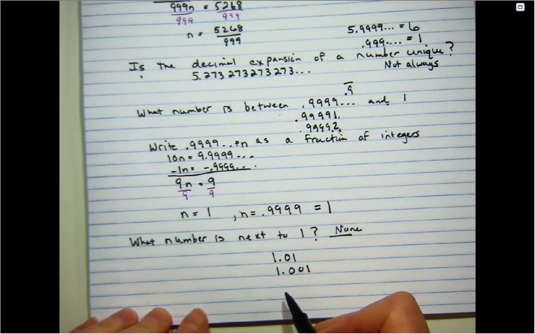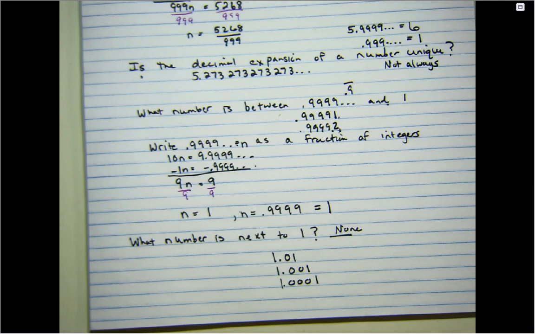0.0001. Yeah, good. So is this number next to 1? No. There's no number next to another number because you can always squeeze one in. So that's what we were talking about on Wednesday, there's always another number in between two numbers. And you can pick rational numbers or irrational numbers.